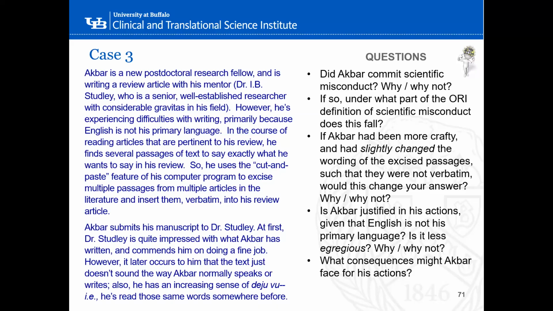And would you like to take this follow-up? Is Akbar justified in his actions given that English is not his primary language? In other words, is it less egregious? Why or why not?